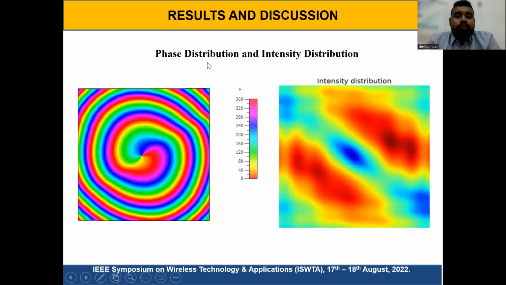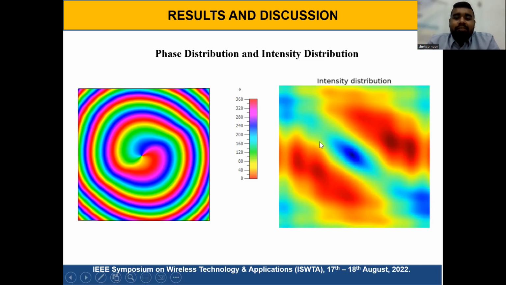Talking about the phase distribution and intensity distribution, let's start with this one. We can see the phase distribution is spiral in shape. Because of the phase factor, the antenna radiates OAM waves, which are spiral in shape, and the wave is propagating in a helical shape. As a result, we can see this phase distribution, which is spiral in shape.